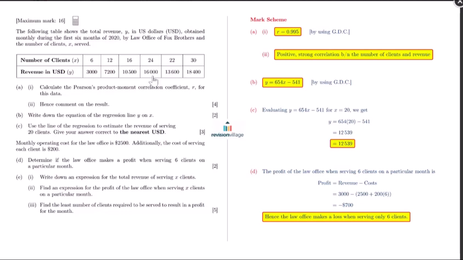But to find it more accurately, I can utilize this line of regression equation, which I found in part B. Just to recap, what this equation represents is the revenue, y, for a given number of clients, x. So to find the revenue for 20 clients, all I need to do is substitute in my x value as 20. That's what I have done here. I have used my calculator and I get 12,539. Correct to the nearest dollar is simply 12,539. I don't round this to three significant figures. Okay, that is the answer to part C.